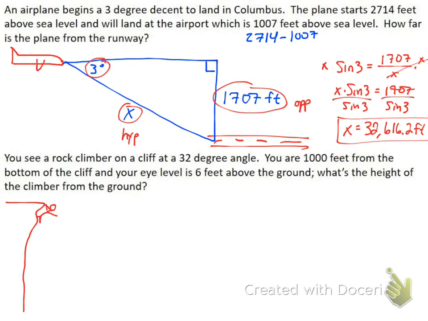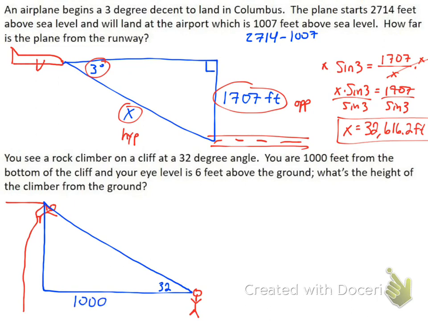And again, this is going to be me. I am looking up at the dude, so I'm going to draw a regular triangle just like this. And so, again, I'm looking up at a 32-degree angle. I'm 1,000 feet away from the bottom of the cliff. There's my right angle. And so I want to figure out the height of the climber from the ground.